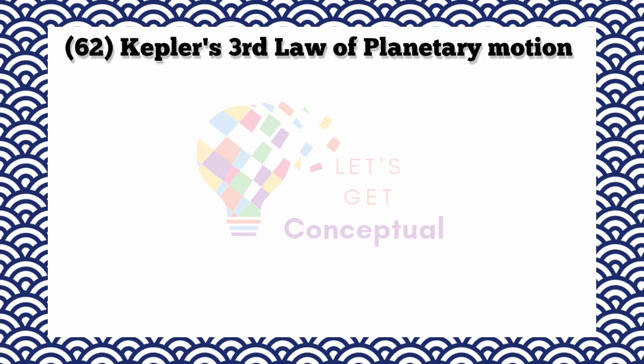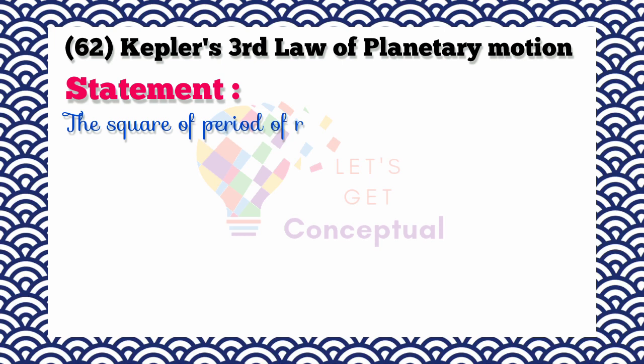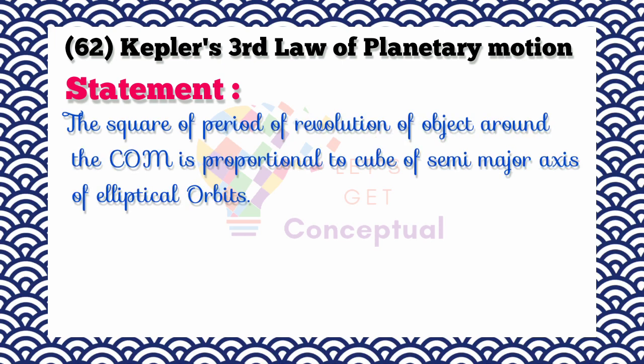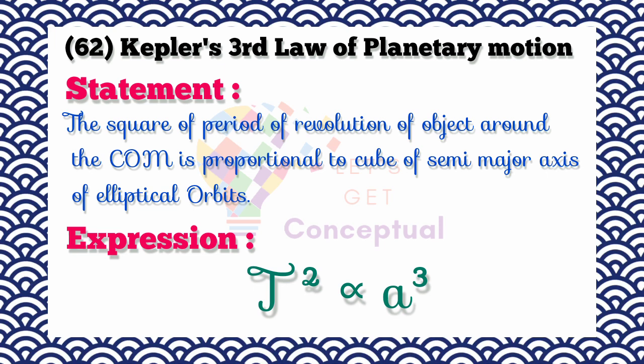Number 62. Kepler's third law of planetary motion. Statement: The square of the period of revolution of an object around the center of mass is proportional to the cube of the semi-major axis of the elliptical orbit. Expression: T squared is directly proportional to a cubed.